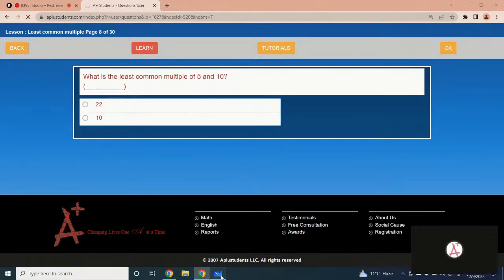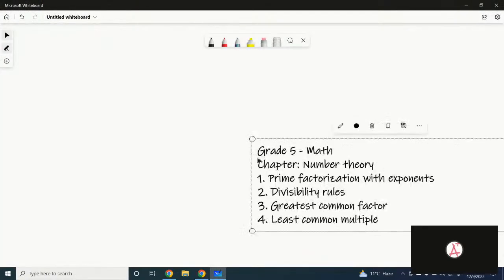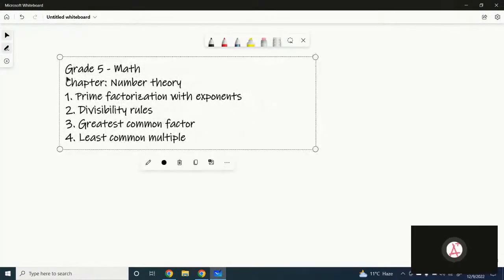Here is the list of the lessons we have covered today. We started with the grade 5 math chapter, number theory. The lessons covered are prime factorization with exponents, divisibility rules, greatest common factor, and least common multiples.